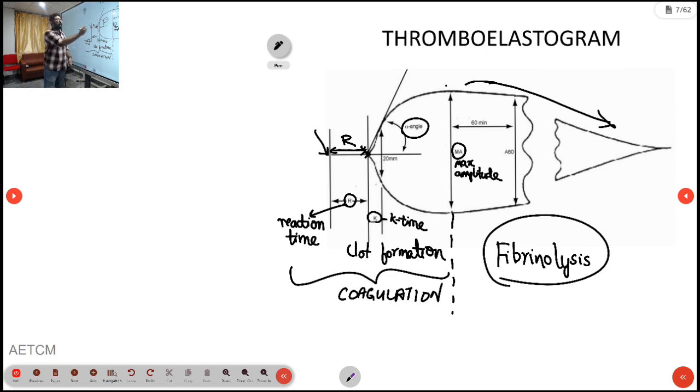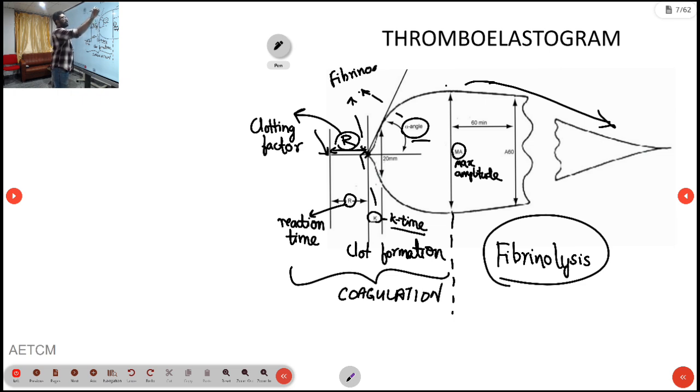So in the case of R, it is mainly determined by the clotting factors. The clotting factors determine R, and in the case of K time and the angle, how fast the clot formation occurs, these K time and the alpha angle are mainly determined by fibrinogen. And then the maximum amplitude.